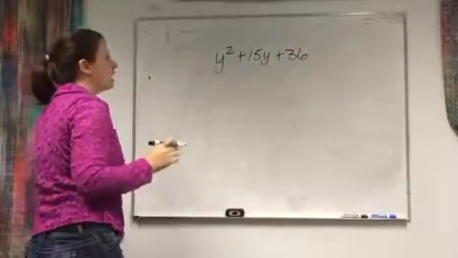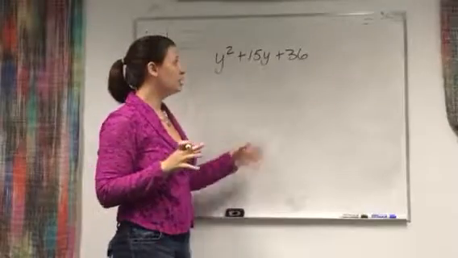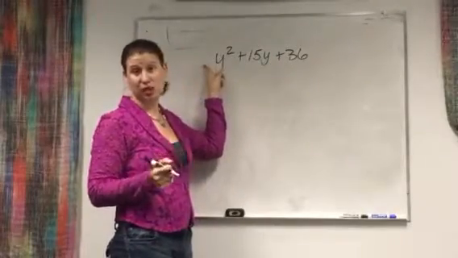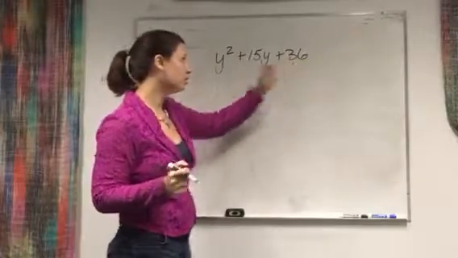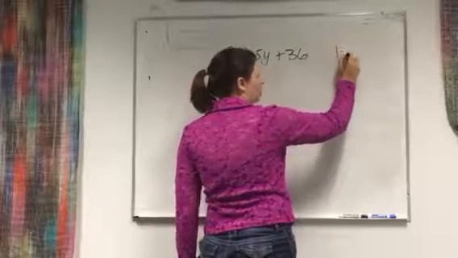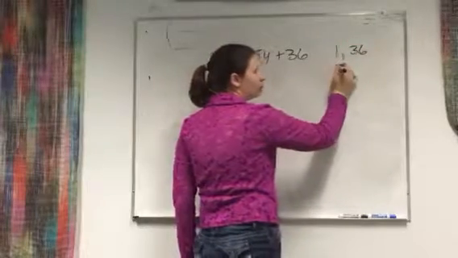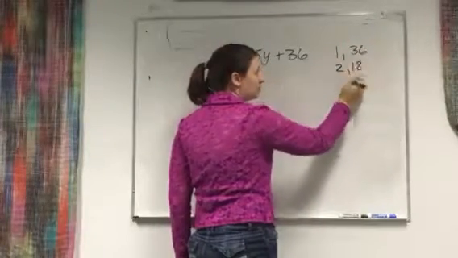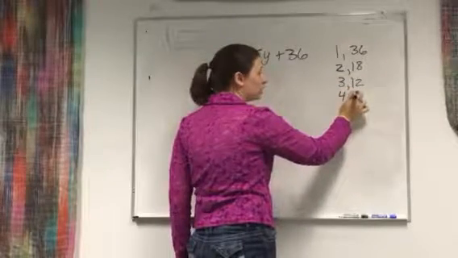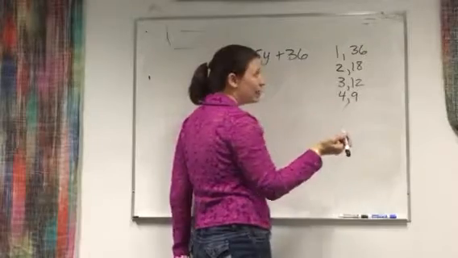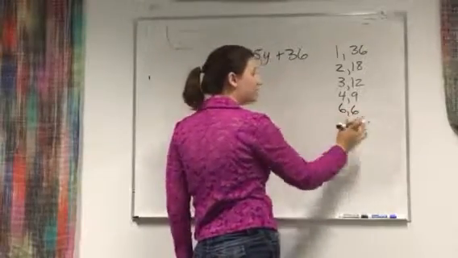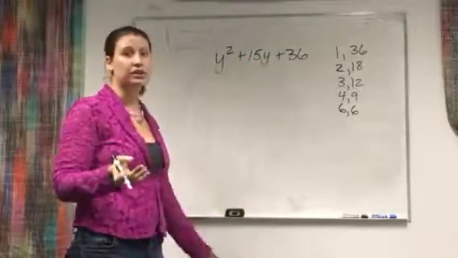All right, so we start by looking at the last term, because the first term is just a 1. So we factor the 36. 36 factors into 1 and 36, 2 and 18, 3 and 12, 4 and 9, 5 doesn't go in, and 6 and 6. And we've met in the middle. So those are all of our factors.